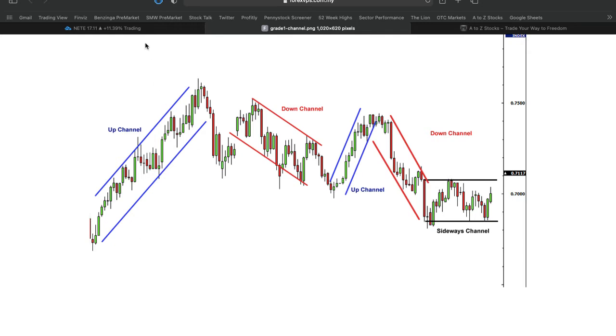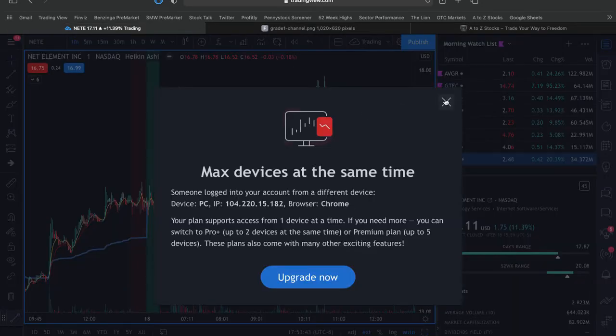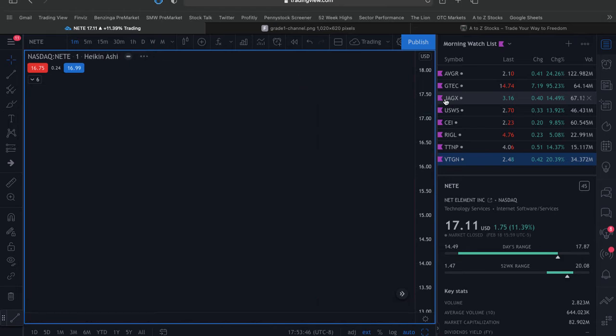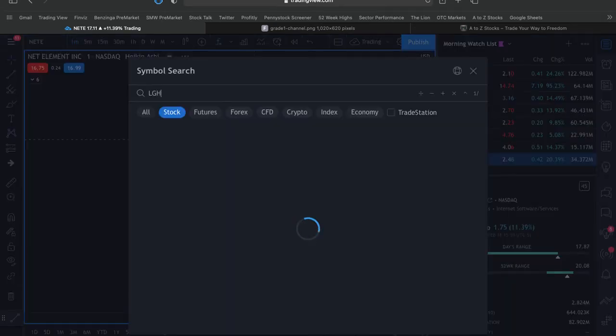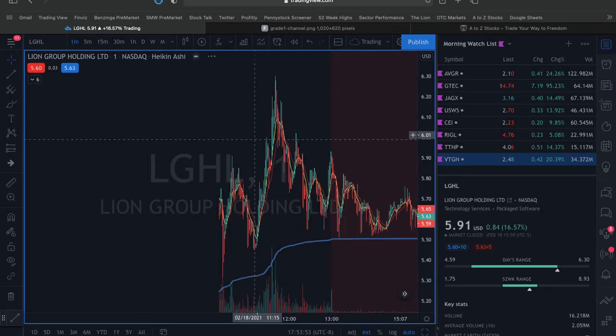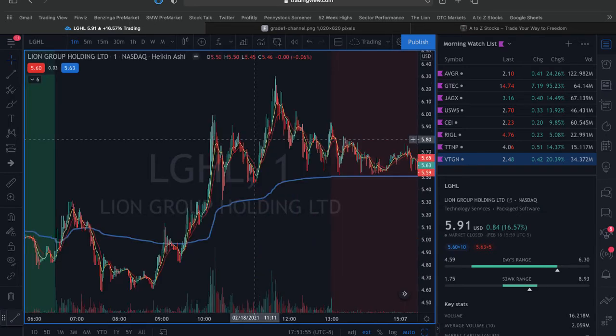Now, let's talk about how we can become profitable. So let's take a look at some examples. So these are day trades. Most of these are low float, so anything under 20 million shares float, give or take.